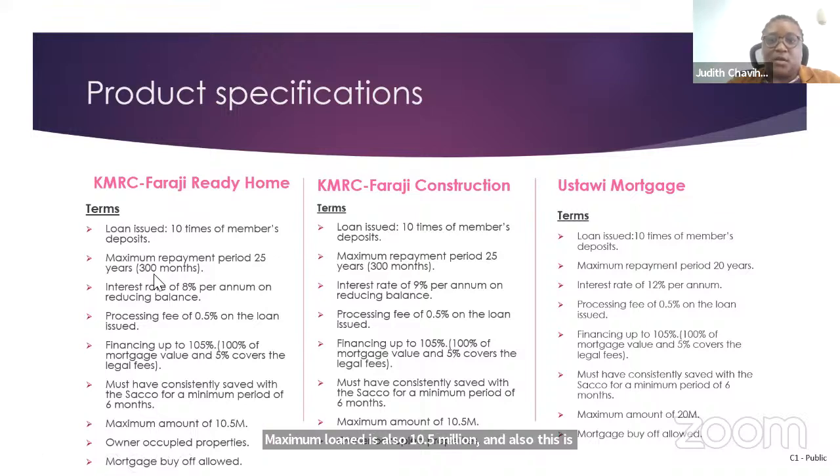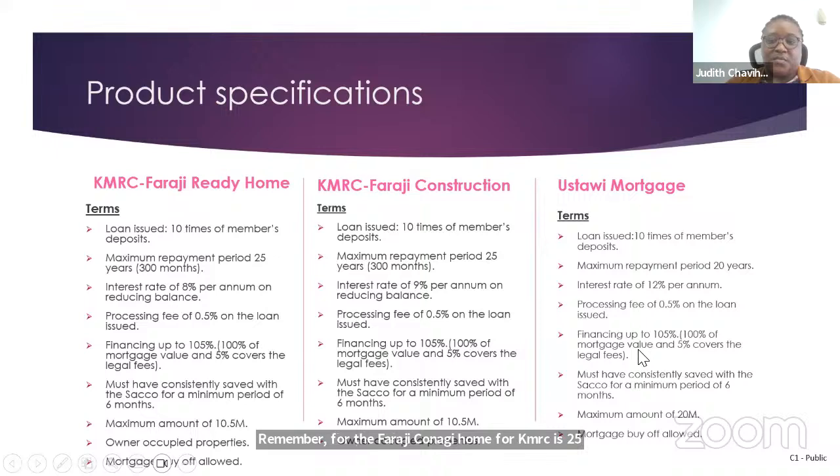Then we have an in-house mortgage. We normally call it Ustawi loan. So basically, this was the loan that we had from inception before the KMRC brought in the subsidized interest rate mortgages. And this is how the terms for the Ustawi loan are. The loan is issued 10 times of deposits, still the same as Faraji loan. Maximum repayment period is 20 years. Remember, for the Faraji home, for KMRC mortgage, it's 25 years. So for the Ustawi loan, it is 20 years.